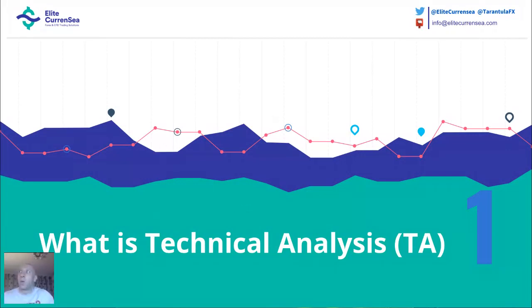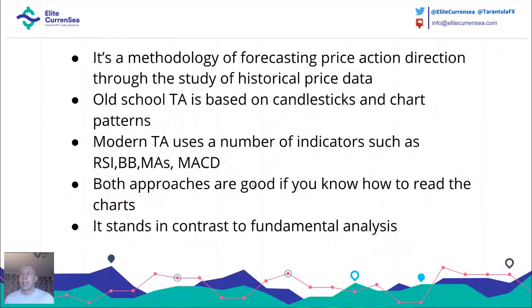So what is technical analysis? Technical analysis is a methodology of forecasting price action direction through the study of historical price data. Old school technical analysis was based on candlesticks and chart patterns. Of course, with new technology, with new trading platforms, with MT4, MT5, and especially MT4, because MT4 is still widely used, I need to say that modern technical analysis uses a number of indicators such as RSI, Bollinger Bands, moving averages, and MACD.